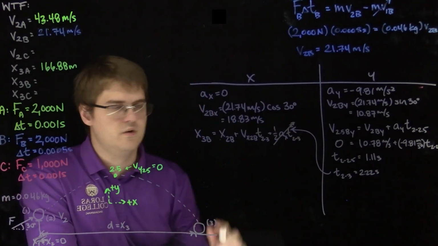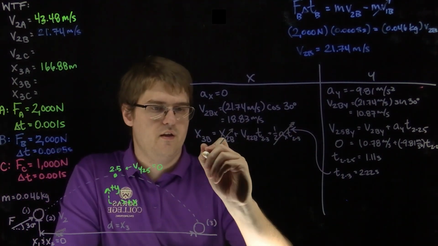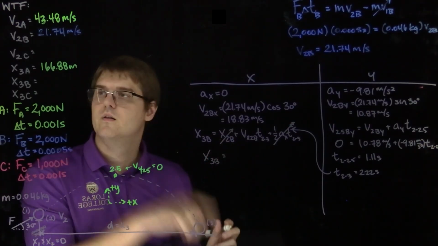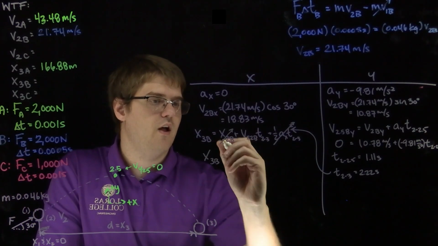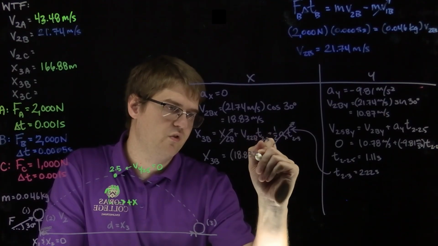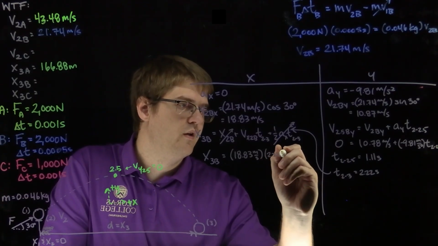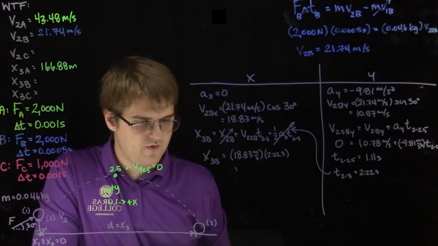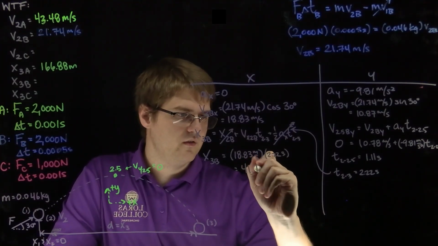Acceleration in the x is 0. Position at 2 in the x is 0. X at 3 in the B, I've got the same naming convention as I have right there, is going to be equal to my velocity, which is 18.83 meters per second, times my time, which is 2.22 seconds. And that is going to give me a total value of 41.72 meters.